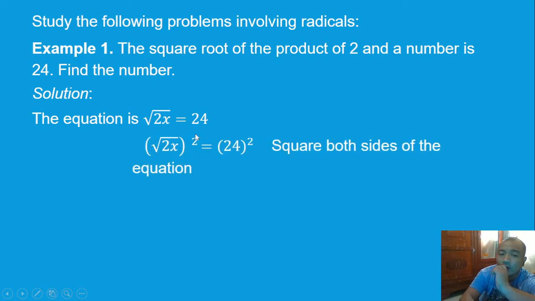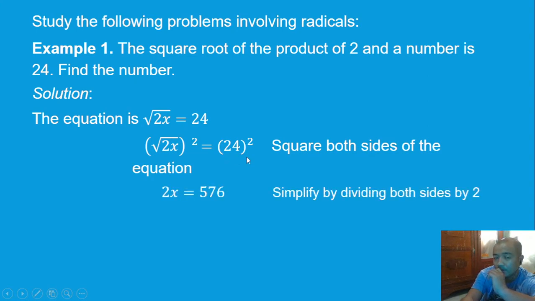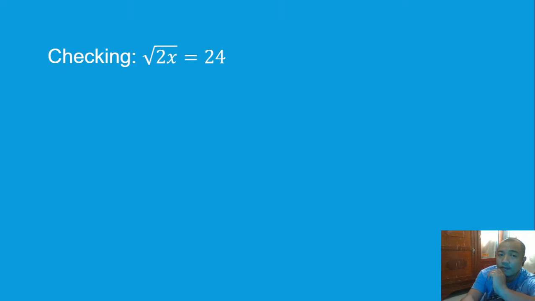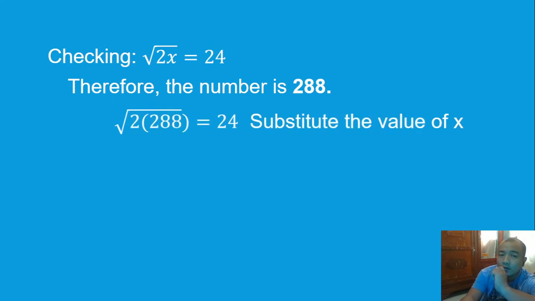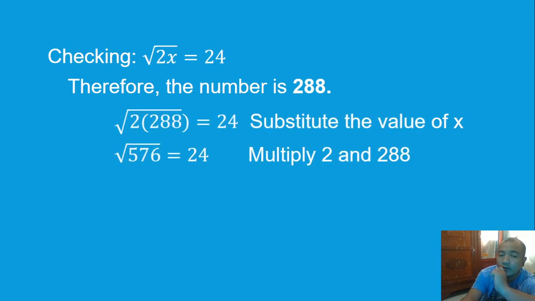The square root of 2x squared is 2x. 24 times 24 is 576. 2x equals 576. Divide both sides by 2. X equals 288. So the number is 288. Let's check. Substitute 288 to the original equation. 2 times 288, is it equal to 24? Square root of 576, is it equal to 24? Yes, 24 is equal to 24.